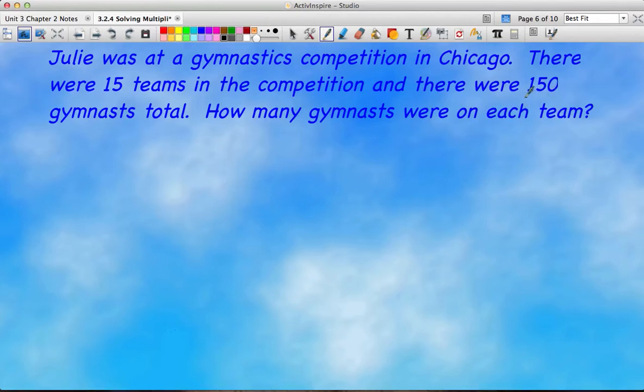Right, so again, you have 150 total, so you know that that has to be your answer. And whatever you do with 15 and your variable, we're going to use G for gymnast, it has to get you to that 150. Okay, so you're going to solve this one on your own, and we will go over it in class tomorrow.